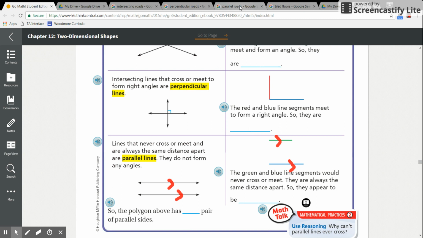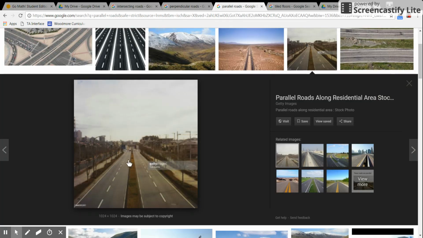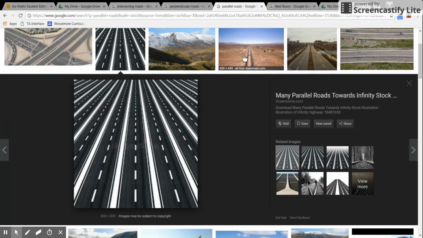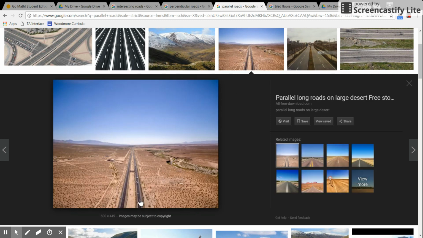Now, looking at our roads that are parallel, this road is parallel to this road. The cars are not going to crash into each other because the roads are always the same distance apart. You see this on major highways, major freeways like this. You can see it on some desert roads that I was driving through going from California to Arizona. They're the same distance apart. They're never going to touch.